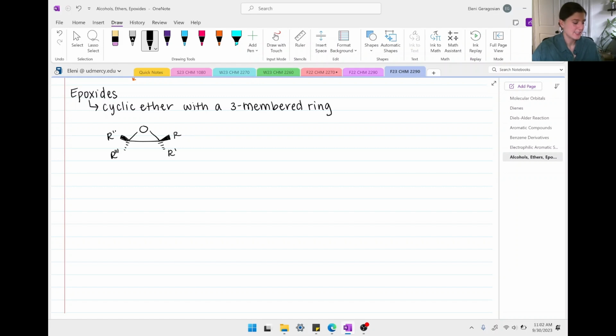And epoxides can be synthesized by treating an alkene, so carbon to carbon double bond, with something called a peroxycarboxylic acid.